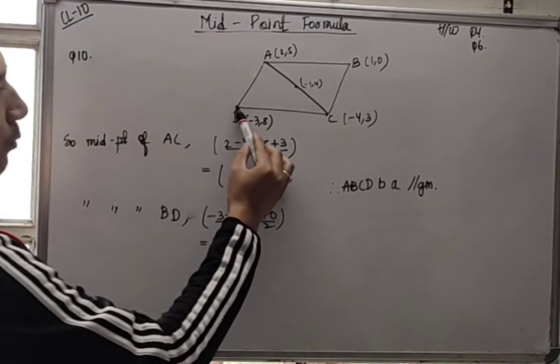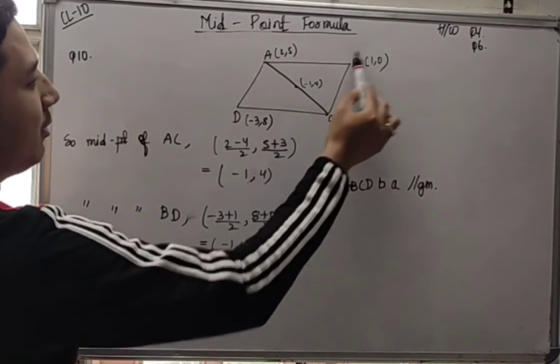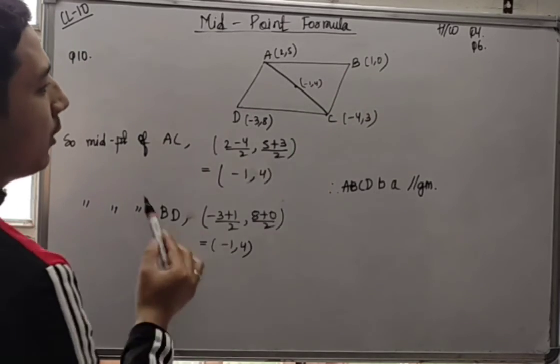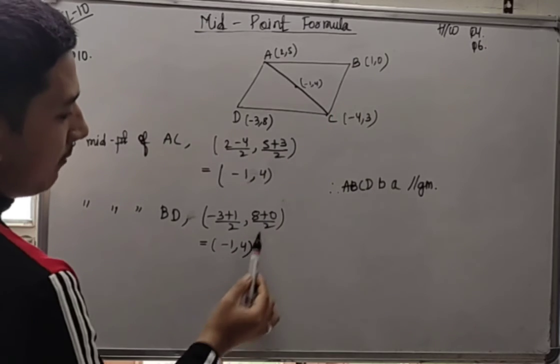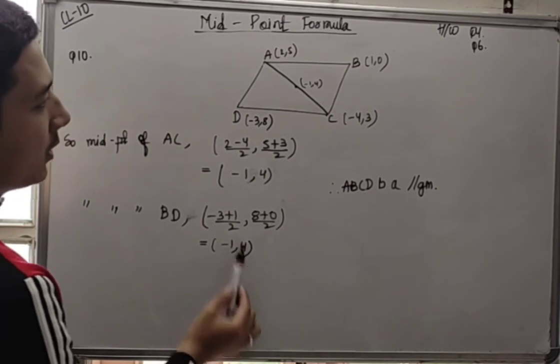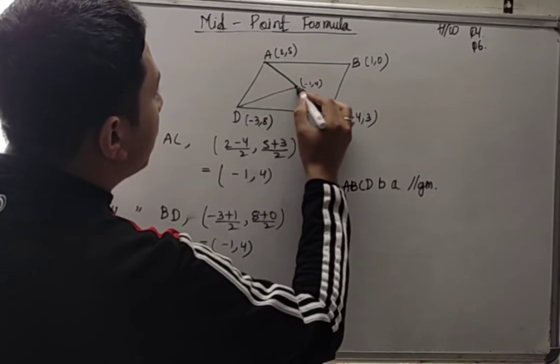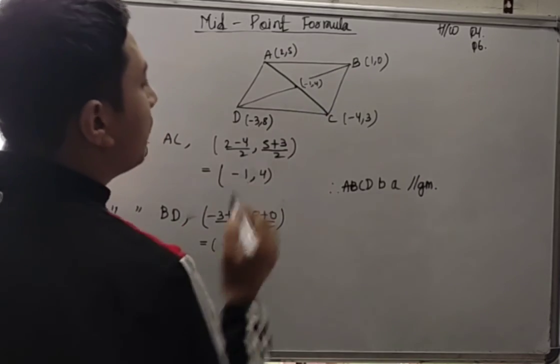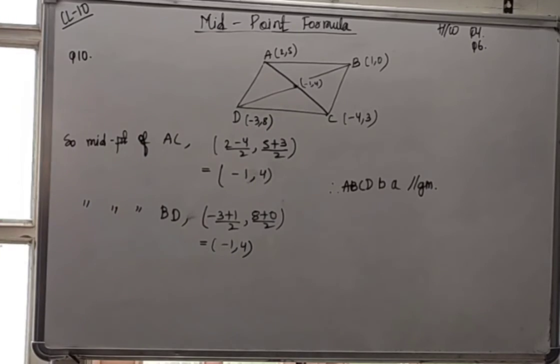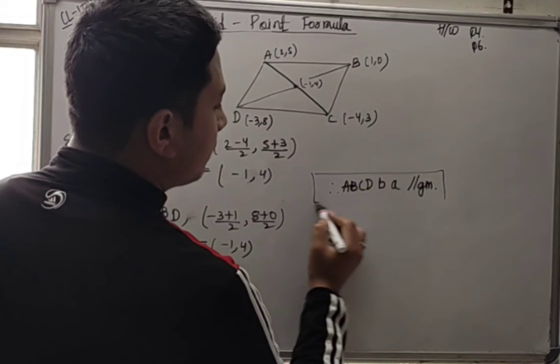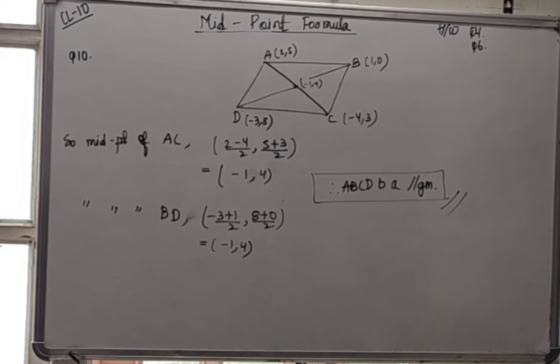Similarly, find the midpoint of BD. So take these two points. (-3 plus 1) divided by 2, (8 plus 0) divided by 2. You are still getting (-1, 4). So this one also, the midpoint is (-1, 4). Am I clear, boys? So both of these diagonals are meeting at the same point, and this only happens if it is a parallelogram. So hence the name of ABCD is what? It is a parallelogram. So please pause the video and note it down, boys.